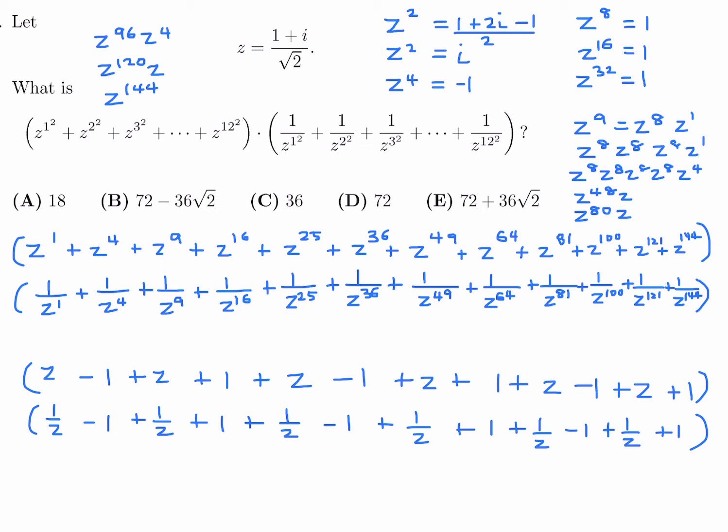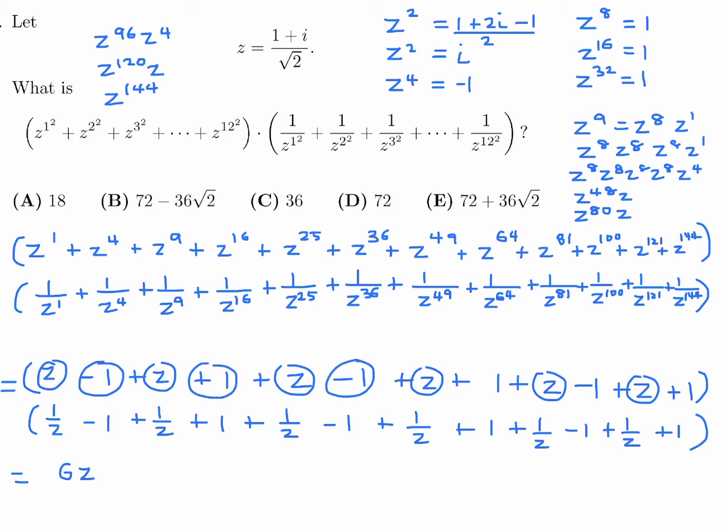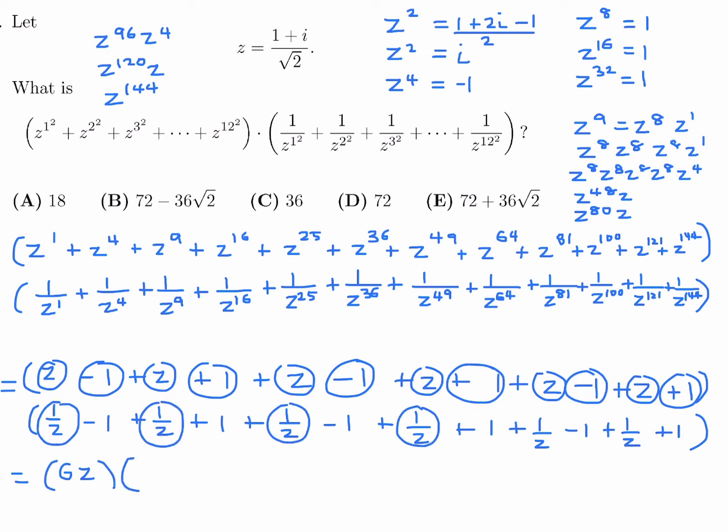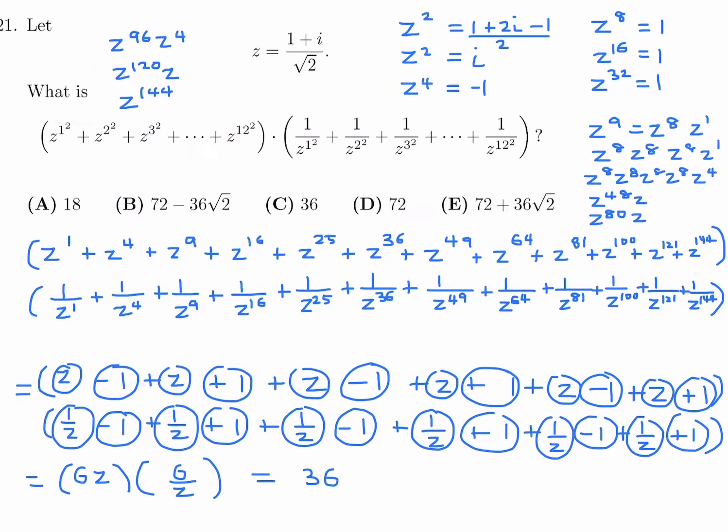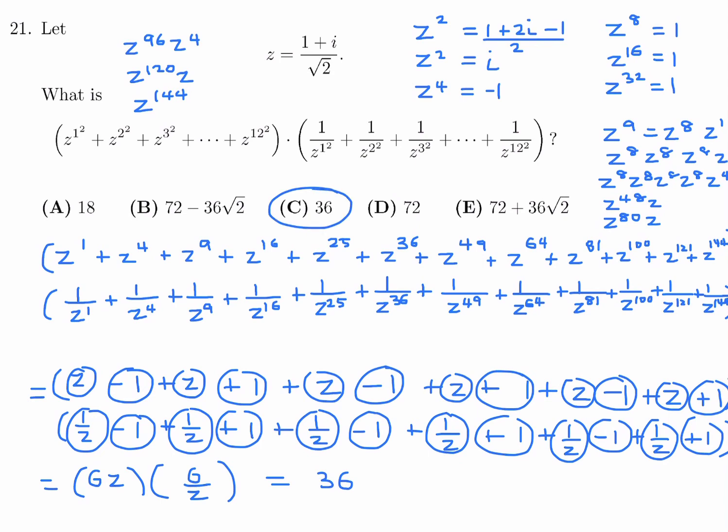Okay, so let's see what we get. 1, 2, 3, 4, 5, 6 z. And then negative 1 plus 1, that cancels, negative 1 plus 1, negative 1 plus 1. Oh, those cancel. Okay. And then here we have 1, 2, 3, 4, 5, 6, so 6 over z. Negative 1 plus 1, negative 1 plus 1, negative 1 plus 1. Those cancel. So it looks like that's just going to be 36, and the z's cancel, and that's it. So 36 is the answer to 21, and that would be choice C.